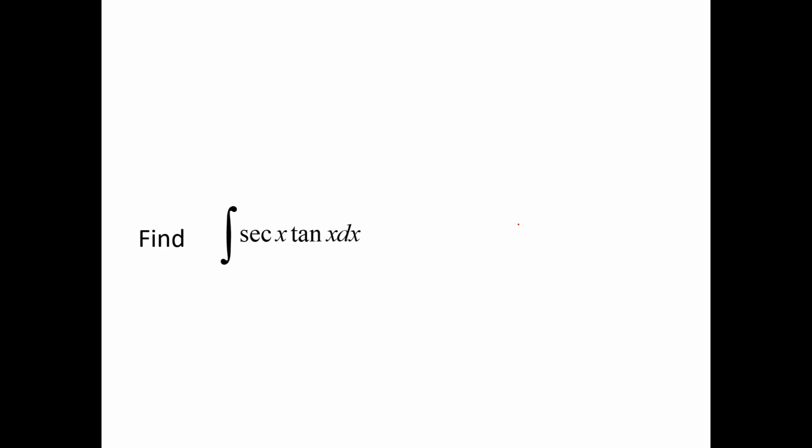What do I take the derivative of to get the secant tangent? You should have burned in your brain that the derivative of the secant is the secant of x tangent of x. So then what did I take the derivative of to get the secant of x tangent of x? The secant of x plus c. It's just off of memory. There's no work to do. So every time you take the antiderivative of the secant of x tangent of x, the answer is the secant of x plus c.